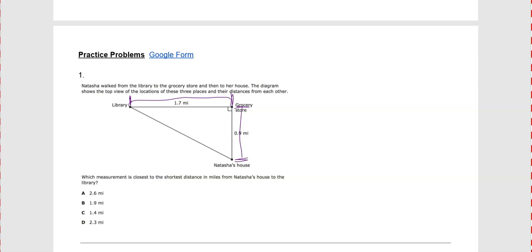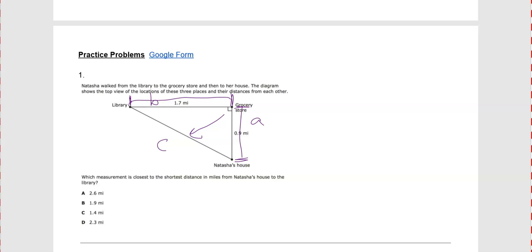So what we're going to do is we're going to pick two sides. I'm going to say this one's A and this one's B. And of course, your unknown value is C. So we're searching for C, what is closest to the shortest distance. So what that's saying is when you round, you're going to pick which of these numbers is the closest to that number.